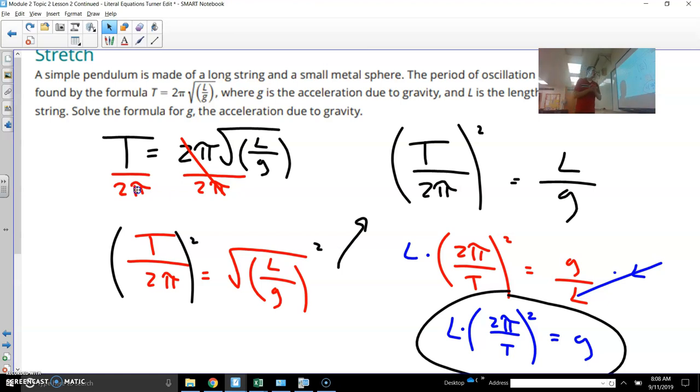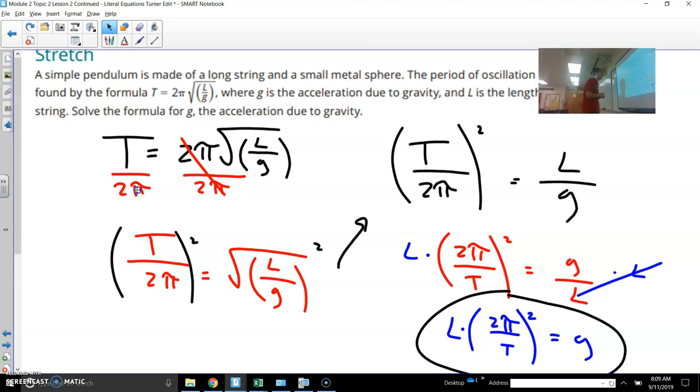So the period of oscillation, that's the idea of how long it takes to go forward and back one time, is found by this formula. G is the acceleration due to gravity, L is the length of the string, solve for G. So that seems pretty complicated. It's got a lot of physics concepts in there like acceleration, gravity, but let's just kind of look at that equation and see how we can undo it where you can get G completely alone.